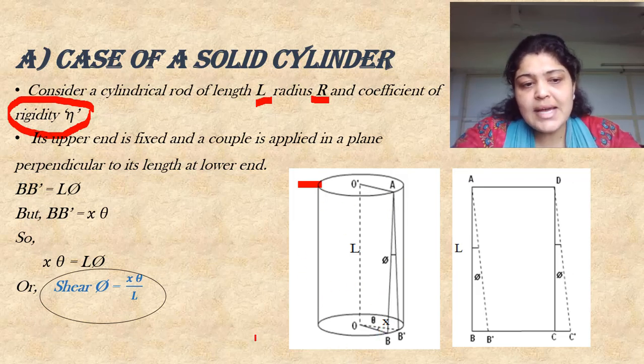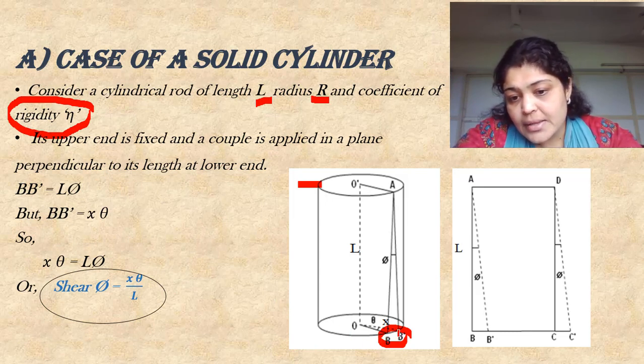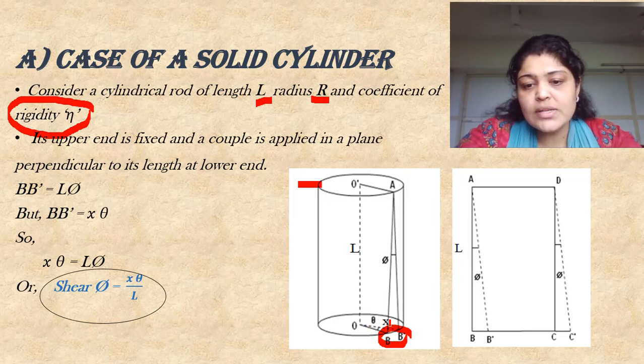According to this diagram, I can say that this is the arc BB dash. Now if a shearing force is applied, the layer gets displaced. The point B we had on the layer has displaced to B dash, and this angle is theta. So I can say that this arc BB dash will be equal to L phi. How do we get this arc BB dash? The arc is equal to angle into distance. It is deformed by a distance x, the angle is theta. So BB dash is equal to x theta.